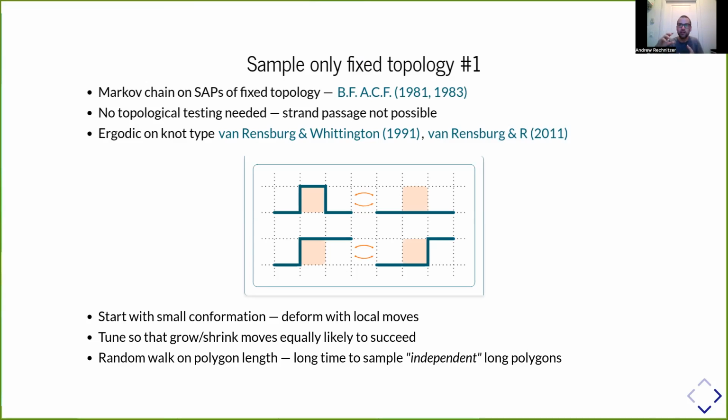So again, you run into this slowing down of these approaches, both sampling a superset or sampling fixed topologies. They just become very, very slow as the polygons become longer. And this is really a bottleneck for research in this general area.